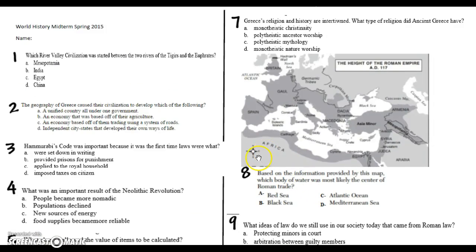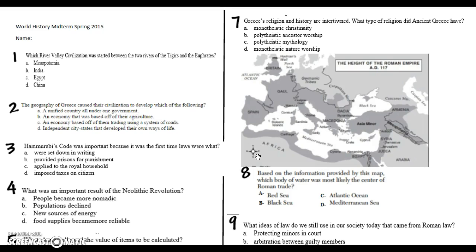Number 7. Greece's religion and history are intertwined. What type of religion did ancient Greece have? A. Monotheistic Christianity. B. Polytheistic ancestor worship. C. Polytheistic mythology. D. Monotheistic nature worship.